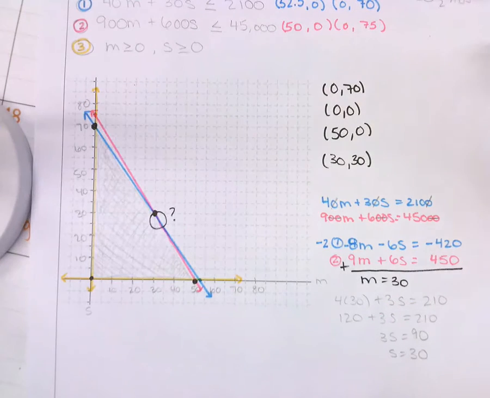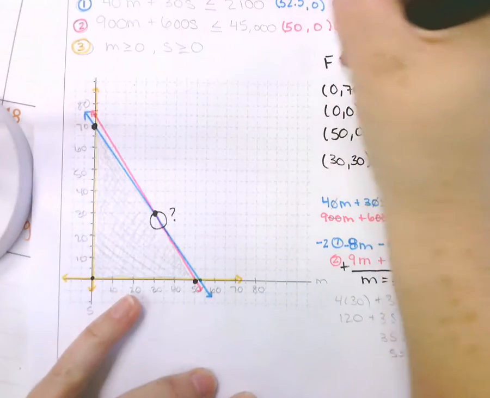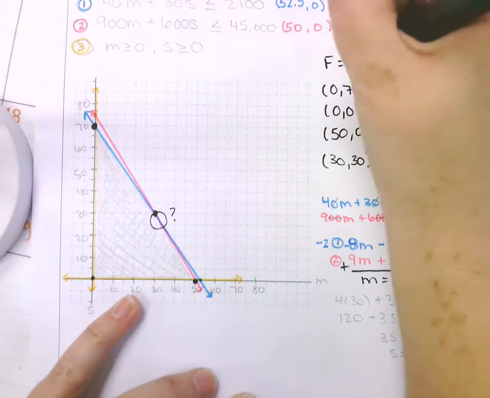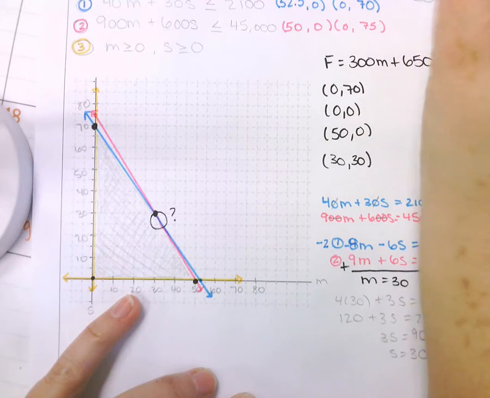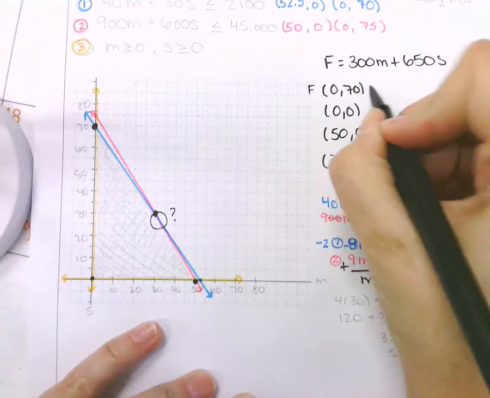So now we have our vertices, 1, 2, 3, 4. You're going to plug those into your objective function. As a reminder, your objective function was 300m plus 650s. You're going to plug each in and see what you get.